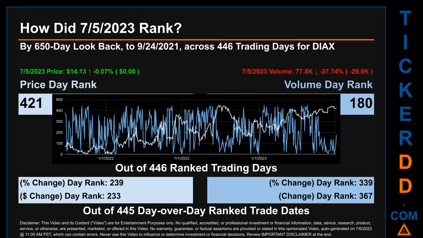The line graph overlays price and volume's daily ranking, as shown respectively in light versus dark blue, across those target days' trading days. In this view, essentially the dips are good whereas the spikes are bad. The price's day-over-day percentage change, jumping minus 0.07% on the 5th of July 2023, had a day rank of 239 while its dollar difference of $0 had a rank of 233 when compared day over day across 445 trading days. Volume's percentage change and difference were ranked respectively at 339 and 367.